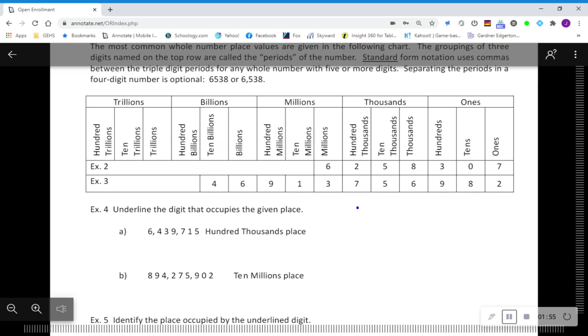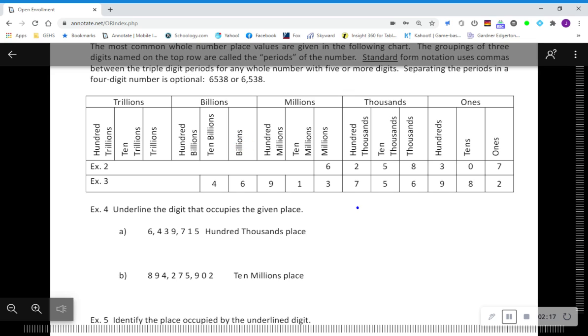As you're moving from right to left here, every time you switch to the next column, you're multiplying by 10 in value. So 1 times 10 would be 10, 10 times 10 would be 100, 100 times 10 is 1,000, 1,000 times 10 is 10,000, and so on as you work your way towards the larger columns.